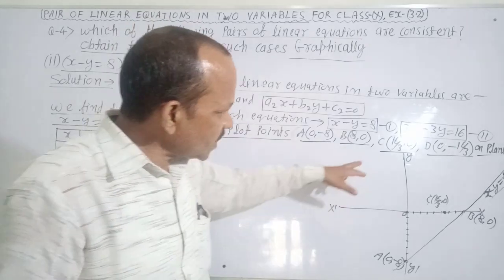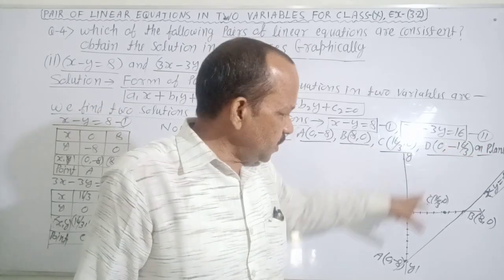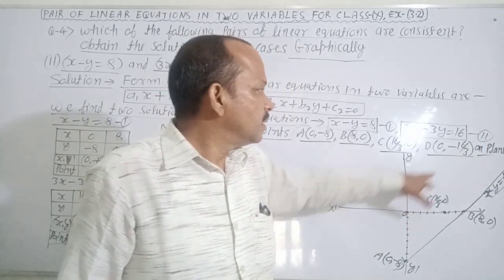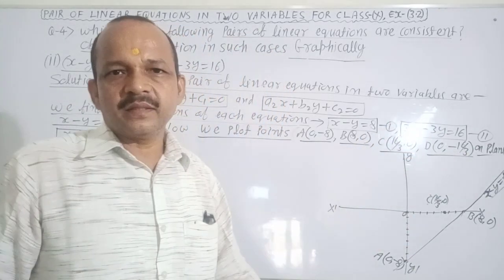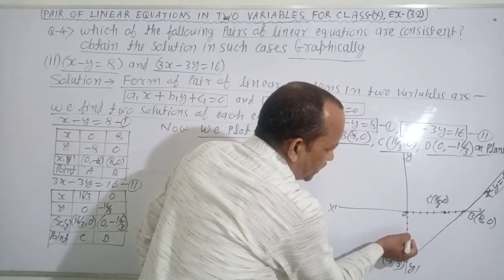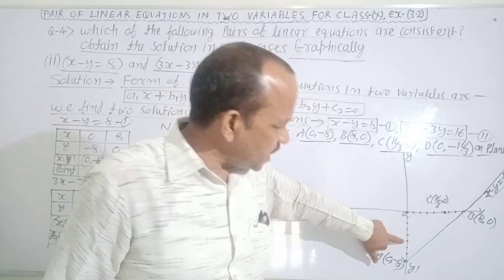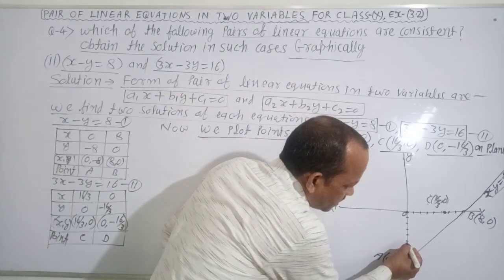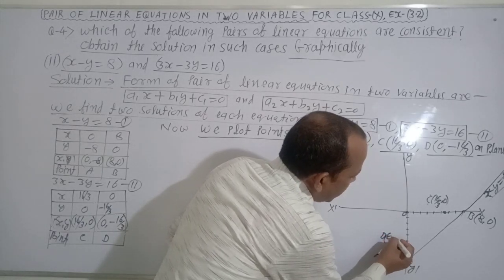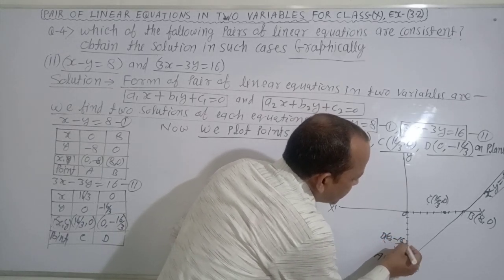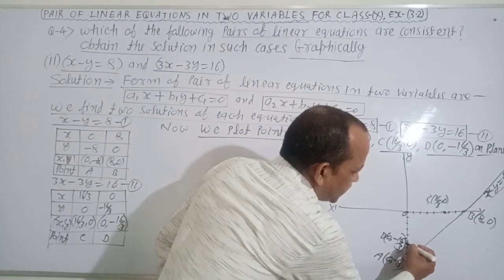Clear? Now you plot point D. 0 and minus 16 by 3. 0 at origin, minus 16 by 3 at y-axis in the negative direction. Clear? Here 1, 2, 3, 4, 5. 5 is here. It means minus 16 by 3 is here. D coordinate 0 and minus 16 by 3. It is clear?